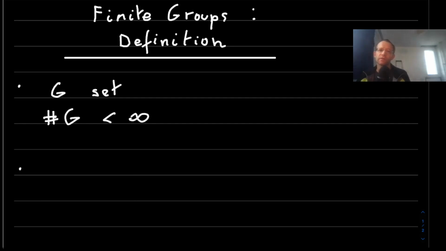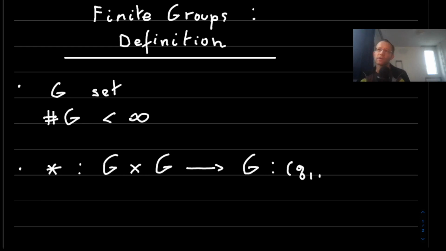Secondly, we have an operation on G, which we can call multiplication or star. And that's a map from G times G, the Cartesian product of sets, to G. And it maps group elements G1 and G2 to their product, G1 times G2. So this is defined for all group elements.